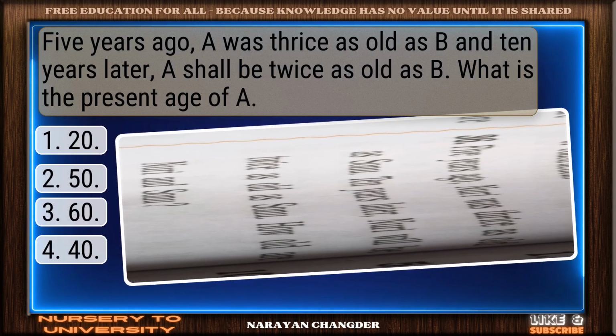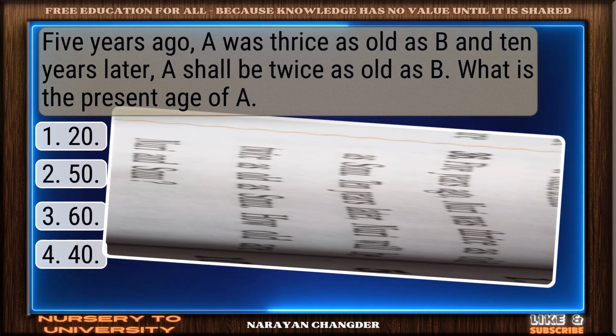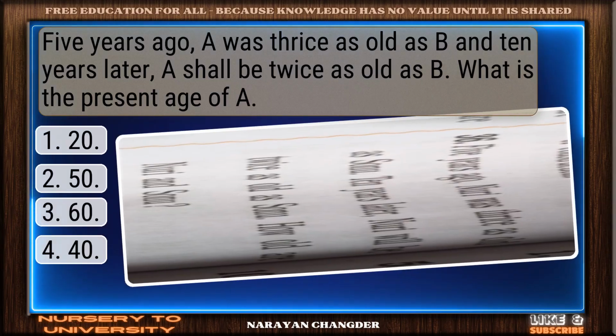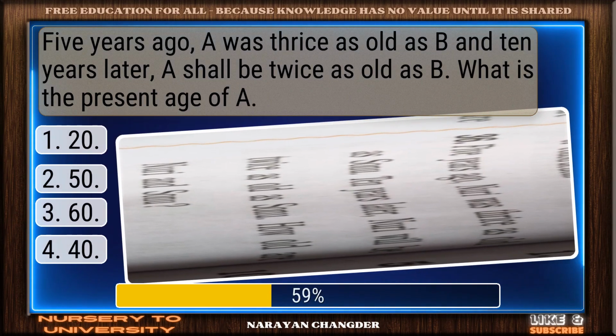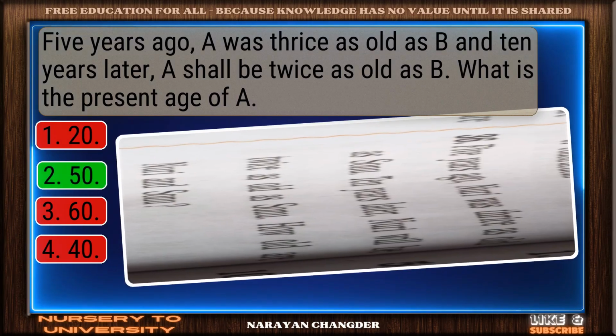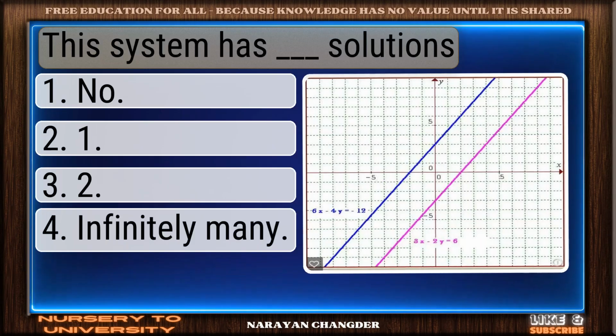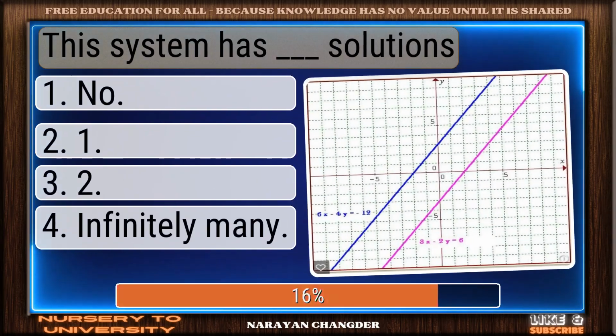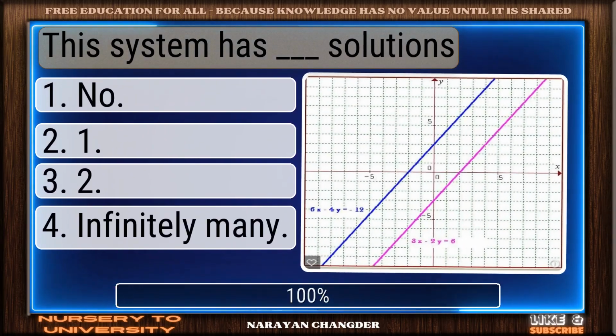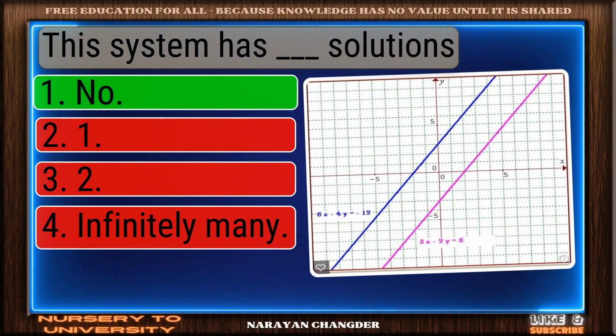5 years ago, A was thrice as old as B, and 10 years later, A shall be twice as old as B. What is the present age of A? Nice selection. 50 is correct. This system has dash solutions. Valid point. No is true.